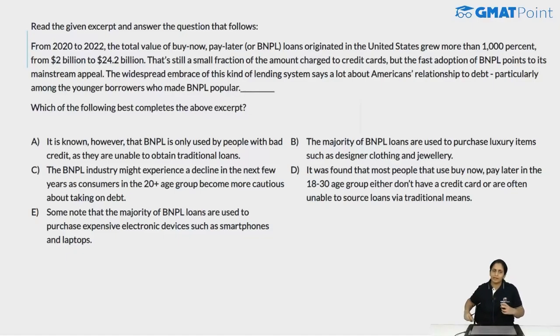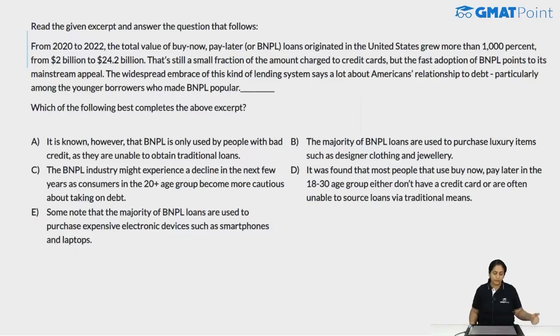To complete the paragraph, you have to close this chain of thought that BNPL is rising fast, it's a rising category, and it is especially popular among the younger borrowers. So the last sentence should continue with this thought of its rising popularity, especially among the younger borrowers, and bring it to a close. So let us take a look at the options.